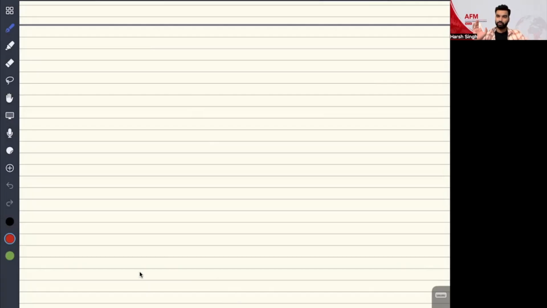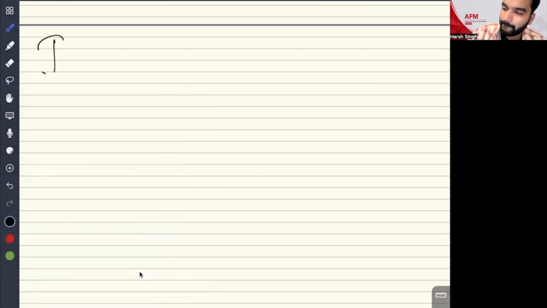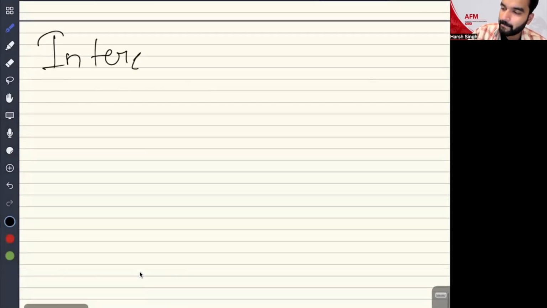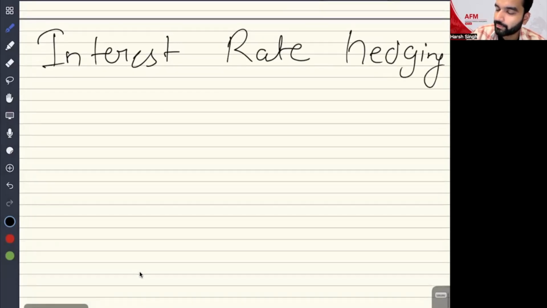Let's start a new topic, that is your interest rate hedging. Now, within hedging, we talked up till now about foreign exchange hedging. Now we are going to start a new topic, that is your interest rate hedging. Interest rate. Now, just a second. Talk about interest rate hedging.